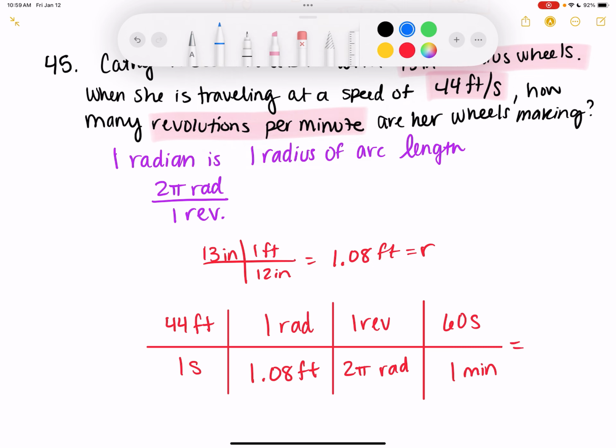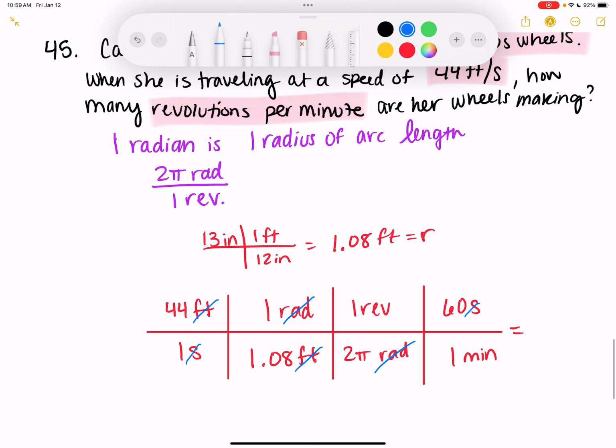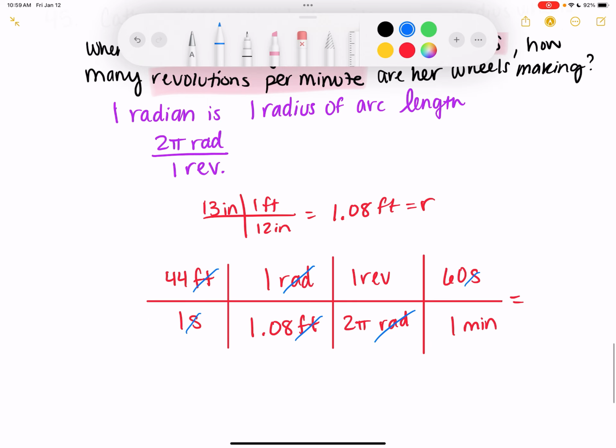So then I'm going to verify that I got all my units taken care of before I actually start plugging stuff in. So feet cancel, seconds cancel, radians cancel. So I'm left with revolutions in a minute, and I'm ultimately trying to get to revolutions per minute. So now you can multiply and divide.